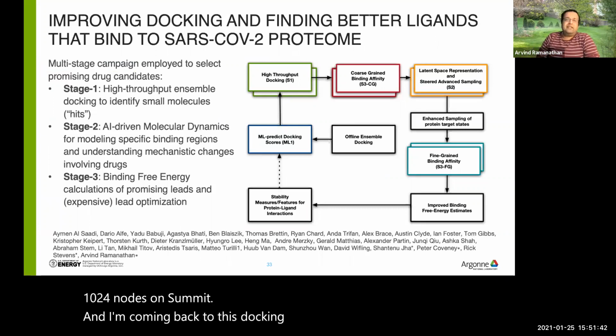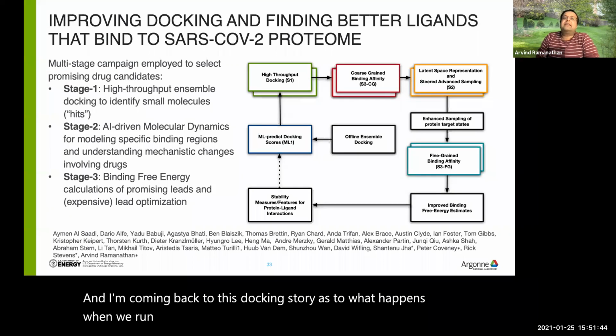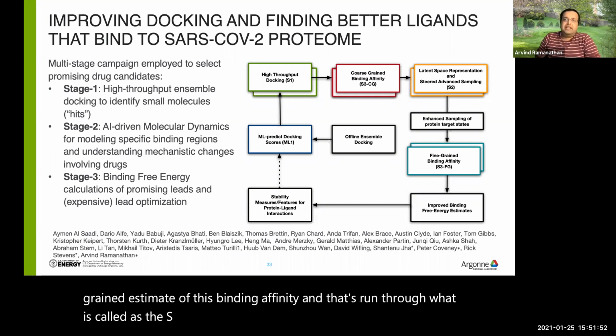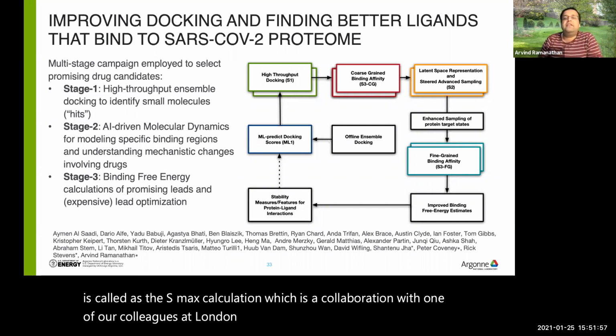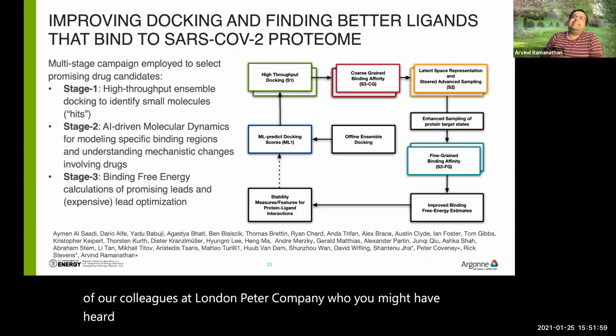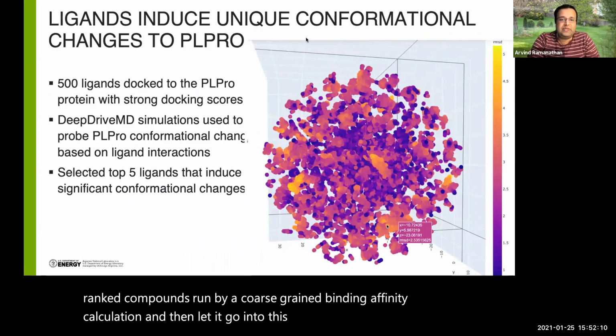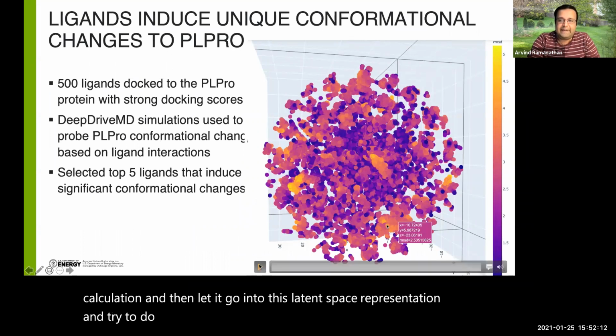And now coming back to this docking story, as to what happens when we run these sorts of simulations, we first get a coarse-grained estimate of the binding affinity, and that's run through what is called the SMAX calculation, which is a collaboration with one of our colleagues in London, Peter Coveney, who you might have heard of. Peter basically said, okay, I'm going to take these top-ranked compounds, run a coarse-grained binding affinity calculation, and then let it go into this latent space representation and try to do something with respect to the learning.